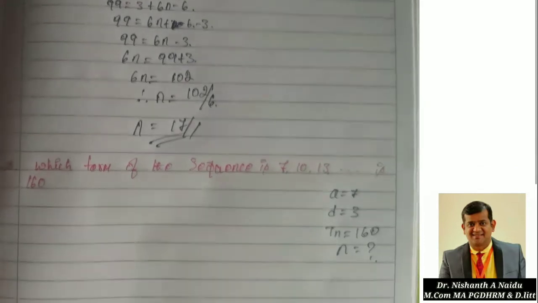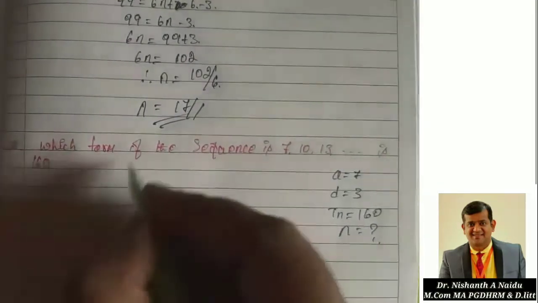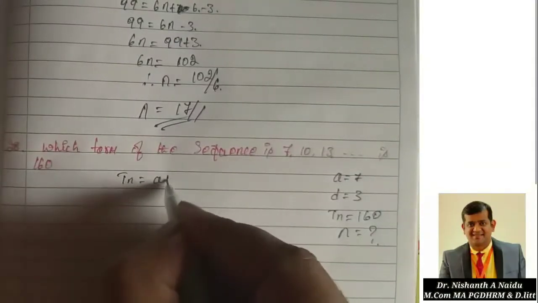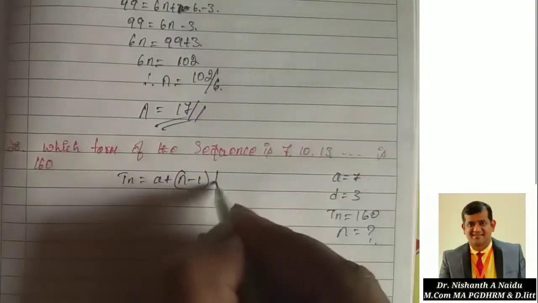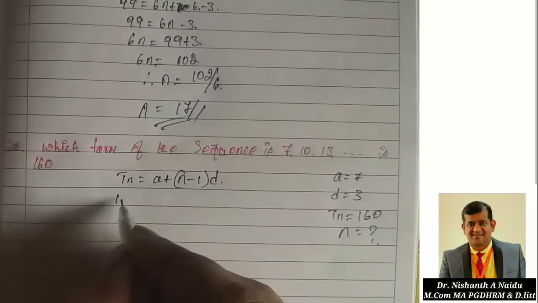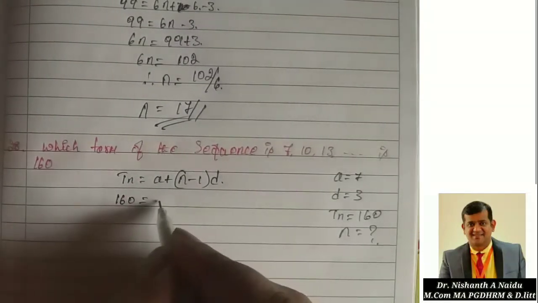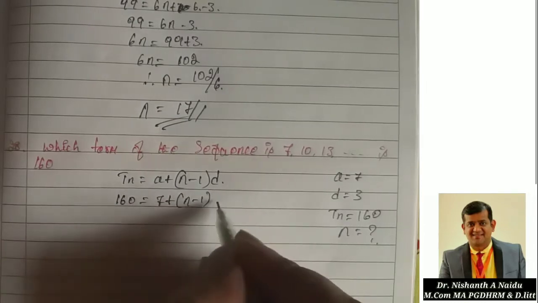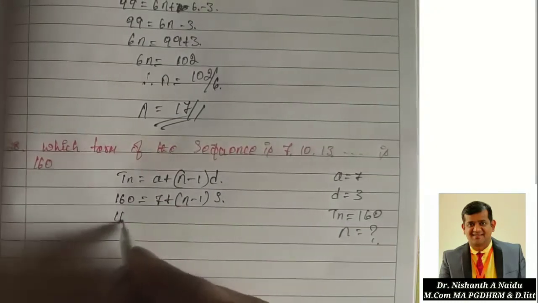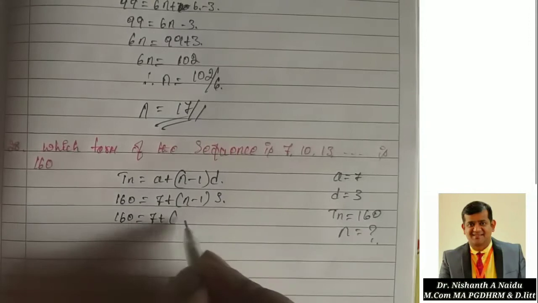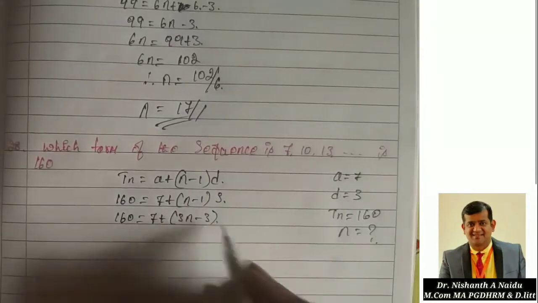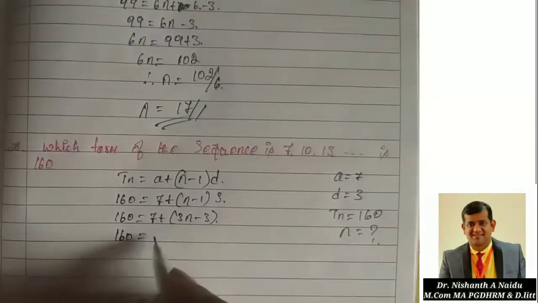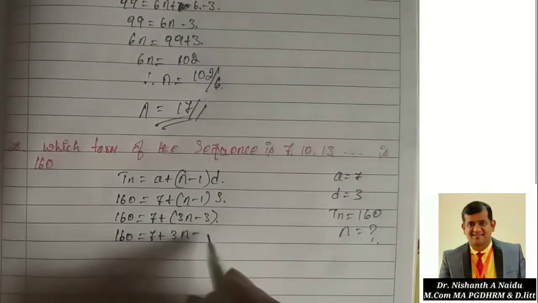With no confusion, Tn equals A plus n minus 1 into D. You should compulsorily write the formula. So 160 equals A is 7 plus n minus 1, and we know D is 3. So 160 equals 7 plus 3n minus 3.